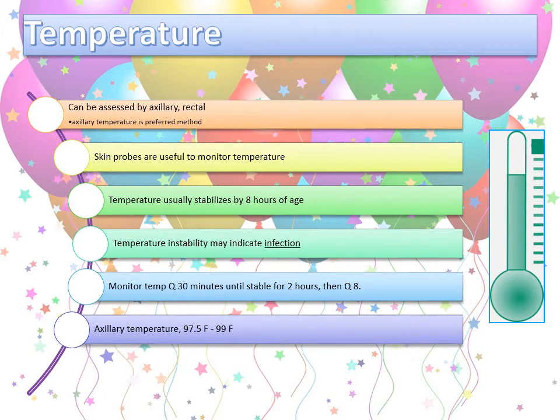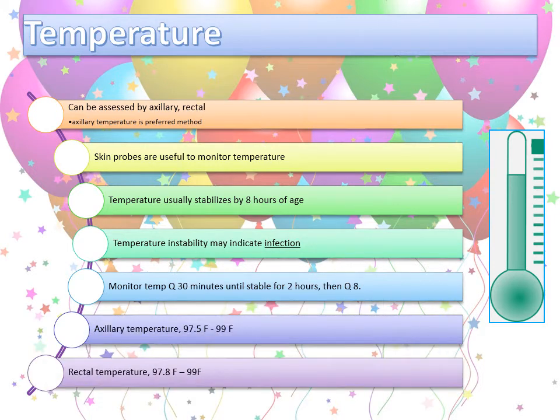The axillary temperature should range from 97.5 degrees Fahrenheit to 99 degrees Fahrenheit. Rectal temperature should range 97.8 degrees Fahrenheit to 99 degrees Fahrenheit.